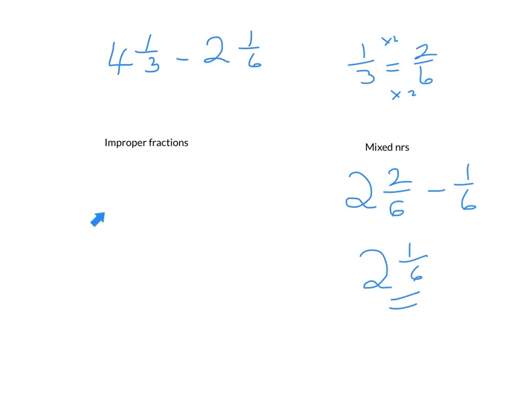Now they want you to do it as improper fractions. I'm going to change my third to sixths first, so they have the same denominator, and we know it was 2/6. So now I'll rewrite it as 4 2/6 take away 2 1/6. To change them to improper, I have to know how many sixths I have altogether here. Well, in 4 whole cakes, I've got 6, 6, 6, 6. So it's 4 lots of 6, which is 24 sixths. Add on 2 is 26 sixths.